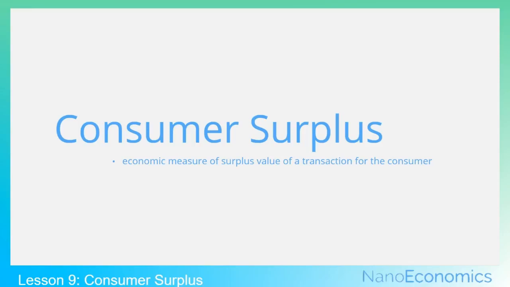Today's lesson, we're going to be talking about consumer surplus and specifically how it is the economic measure of our surplus value of a transaction for the consumer. So, really, what we're talking about is the way that when you expect to pay more, but get a better deal when you walk away from that transaction, you'll experience a surplus value of whatever extra money you still have after you bought something that was unexpectedly cheaper.